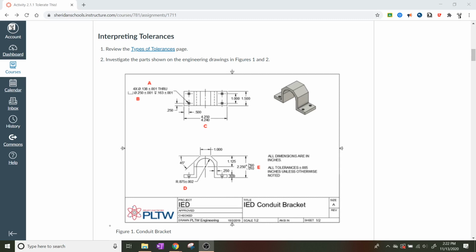Let's see here. In part E, let's, okay, wait a minute here. Oh no.